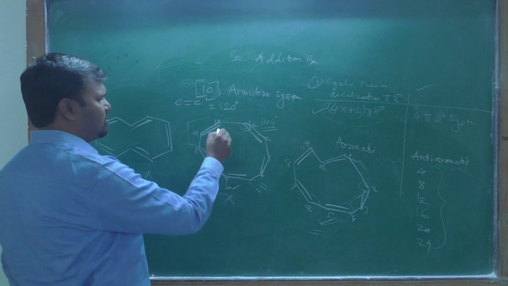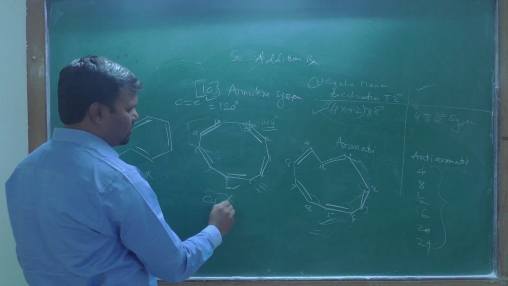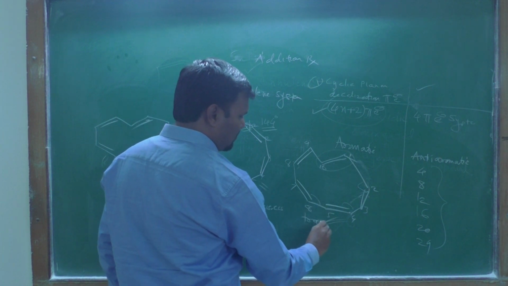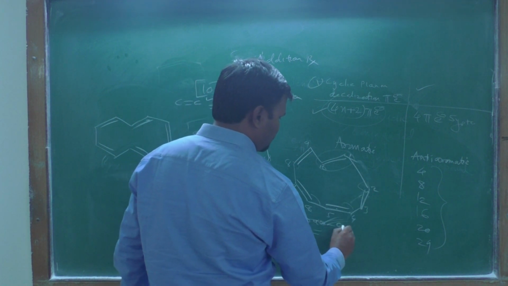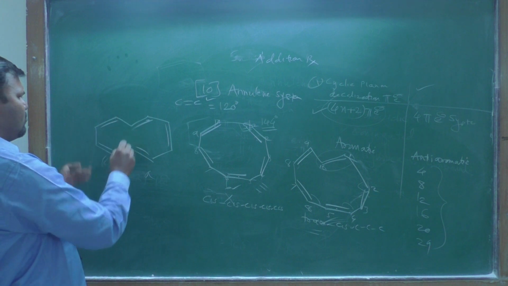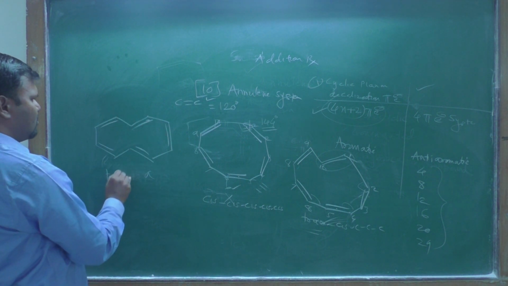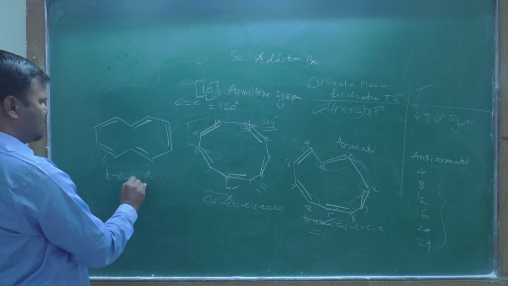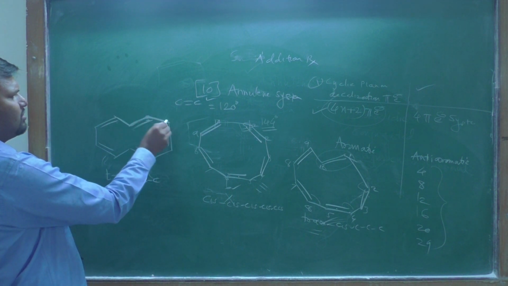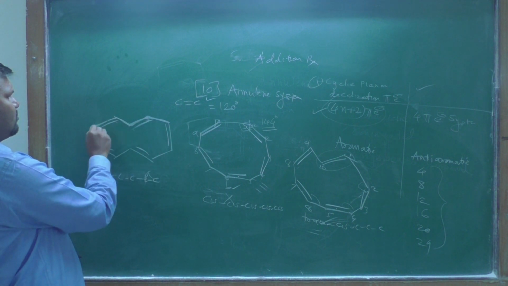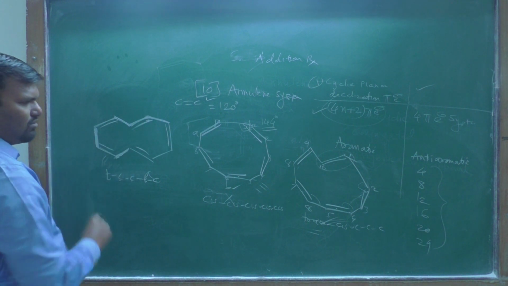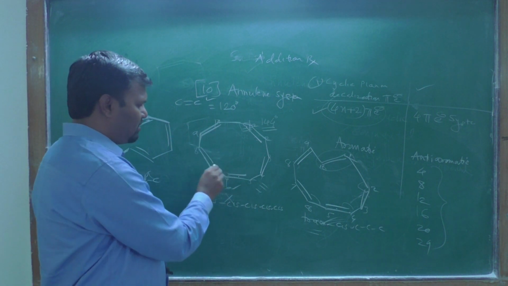If you see, there are ten carbons, all of them double bonds with cis and trans arrangements. If you start from here, this is trans, and this is cis. These two are opposite, therefore trans, and these two are on the same side for the double bond, that means cis. This is again a double bond on the same side, that is cis. In this case all are on the same side, therefore all cis.